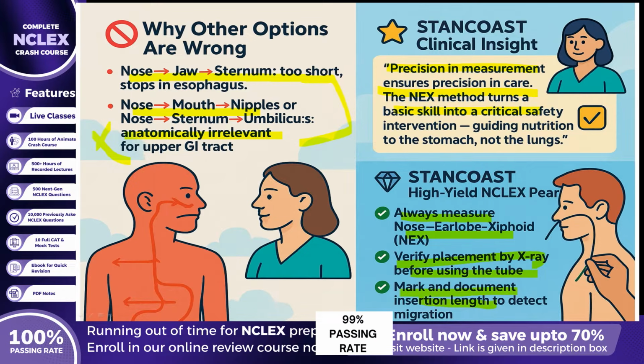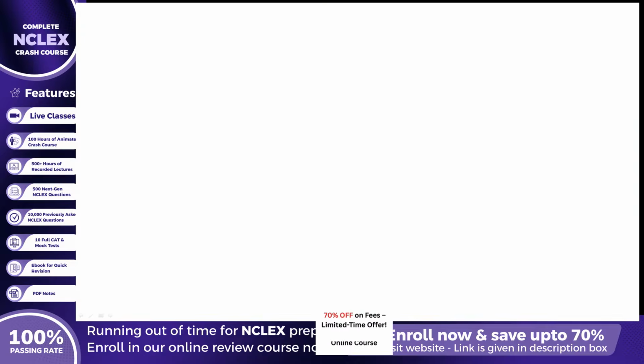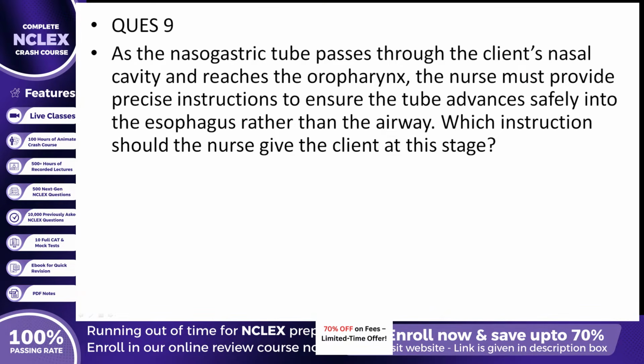Let us smoothly transition into this next clinical question that focuses on communication during a critical nursing procedure. As the nasogastric tube passes through the client's nasal cavity and reaches the oropharynx, the nurse must provide exact instructions to ensure that the tube moves safely into the esophagus rather than the airway. So, which instruction should the nurse give the client at this stage?